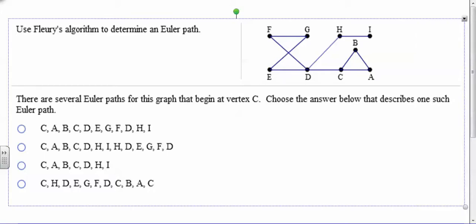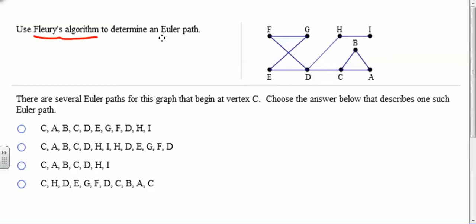This example is from MGF 1107 and section 14.2 when we are discussing Euler paths and Euler circuits. And in this problem, they would like us to use Fleury's algorithm to determine an Euler path. Now, an Euler path is a path, which means it doesn't necessarily have to be a circuit, but it's a path which traverses or uses all of the edges in the graph.